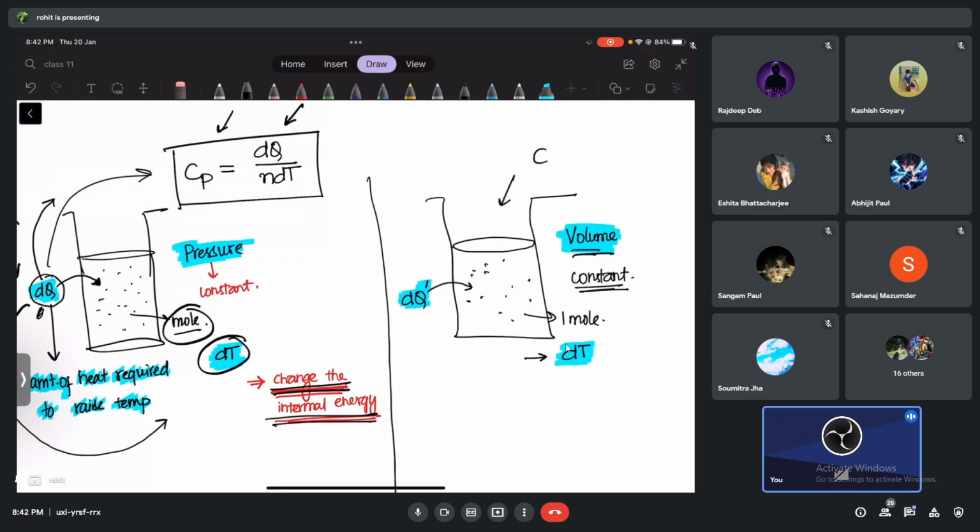What is the definition of Cv? Amount of heat required to raise the temperature of a gas per mole per degree rise in temperature. Do you understand? This is the definition of Cv, at constant volume. I think you are clear with this too, at least.